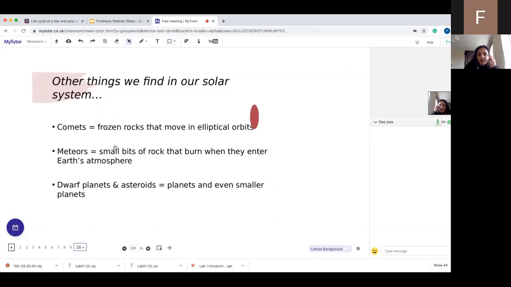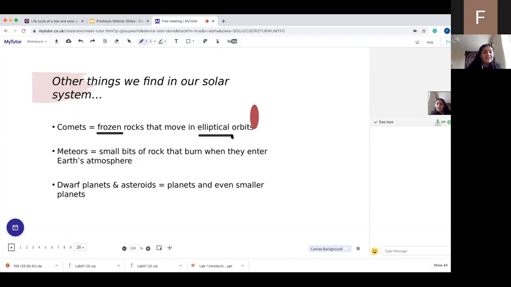So what kind of other things can we find in our solar system? We know that we have 8 planets, we have a sun, and we have a few moons, but what else is there? So there's these things called comets. Comets are frozen bits of rock that move in elliptical orbits. So we need to know that they're frozen and that they move in elliptical orbits as the key points for a comet. So frozen and elliptical. Now, meteors are small bits of rock that burn when they enter the Earth's atmosphere. So meteors are slightly different and are not frozen.